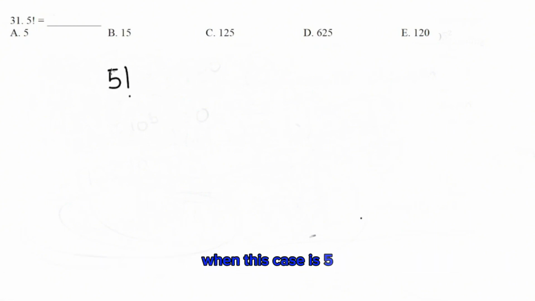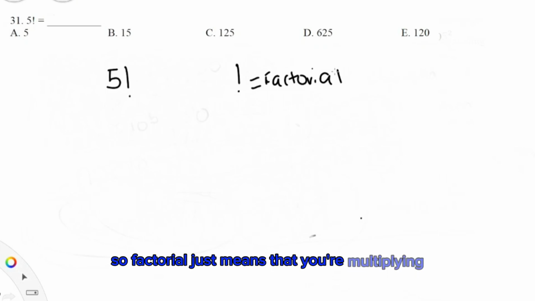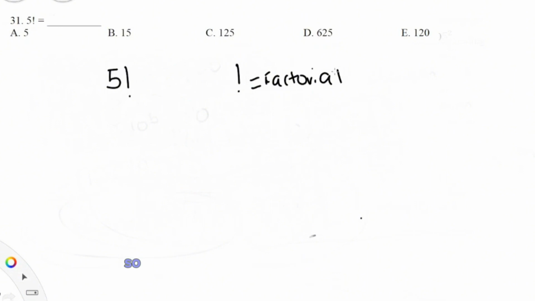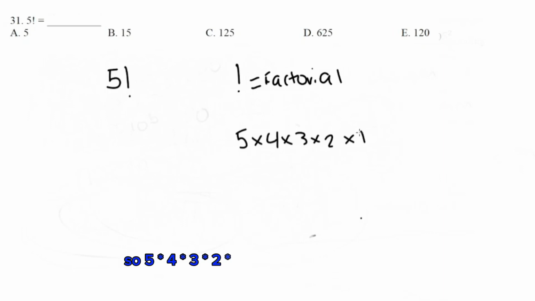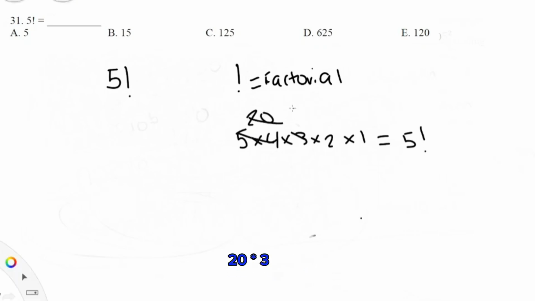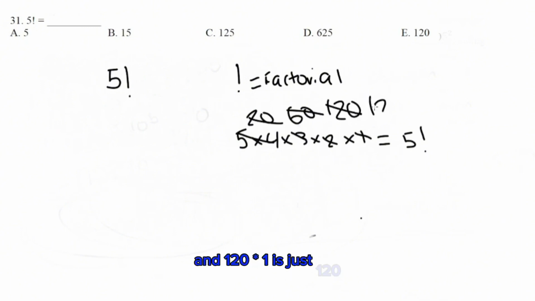Alright, so when you have an exclamation mark after a number, in this case 5, that means it's a factorial. Factorial just means that you're multiplying the number given times every number before it. So in this example, we're given 5, so 5 times 4 times 3 times 2 times 1 is the same thing as 5 factorial. Now let's solve this. 5 times 4 is 20. 20 times 3 is 60. 60 times 2 is 120. And 120 times 1 is just 120, which means 120 is equal to 5 factorial.